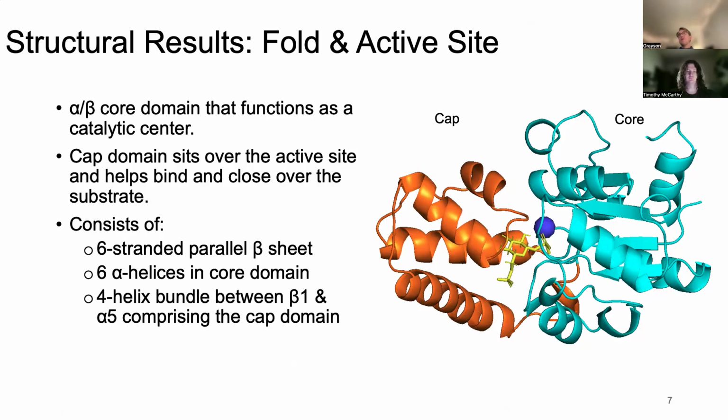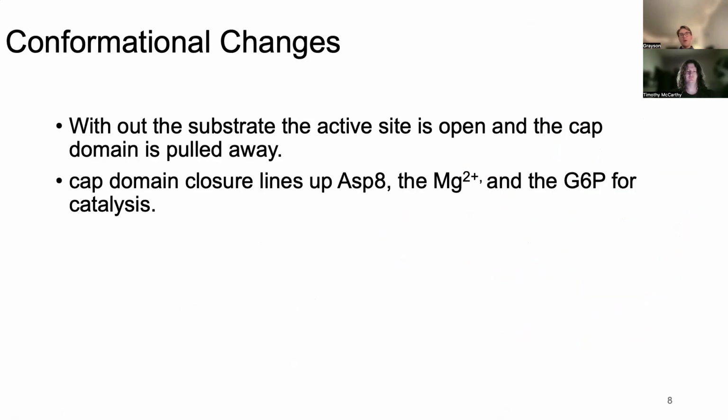Alternatively, there are 4 helix bundles between beta 1 and alpha 5, comprising the cap domain. Another key result from the paper is the comparison between the apostructure of the protein, which is without the ligand or substrate, and the ligand-bound or intermediate-like structures.